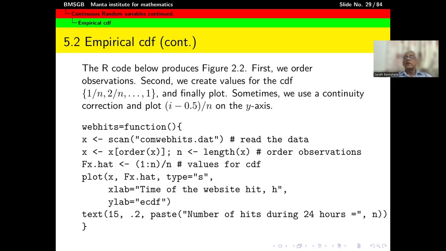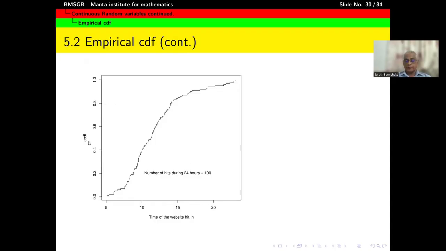So first of all, it reads the data from this data set, again given in the book. The data set is called comwebhits.dat. So it is a data set with the extension dat, not like txt or xls or csv or whatever. Therefore, usually it's better to use the function scan to read the data. So we read the data and put it into a vector called x using the function scan. So scan, this is the file name. Then all the numbers will be put into a vector named x.